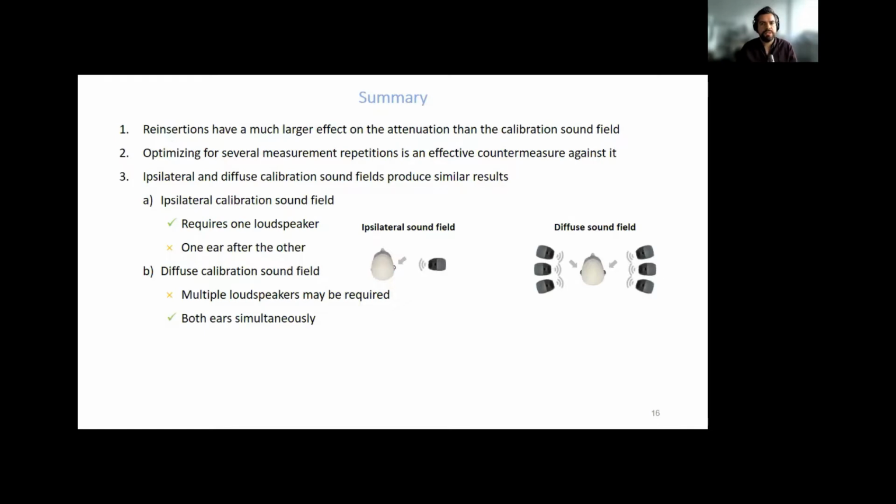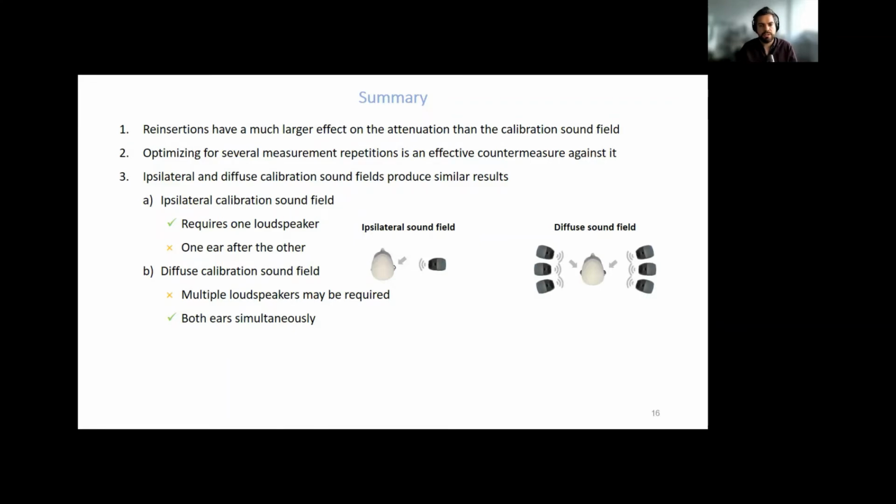During our experiments, we have found that, first, the headphone reinsertions have a much larger effect on the attenuation than the calibration sound field. Second, to optimize simultaneously for several measurement repetitions is an effective countermeasure against the effects produced by reinsertions. Third, the ipsilateral and diffuse calibration sound fields produce similar results.